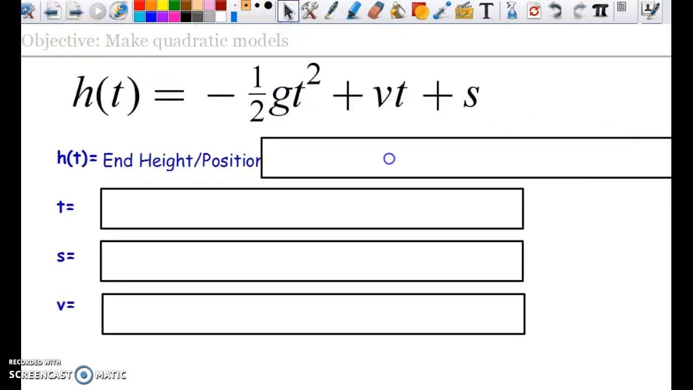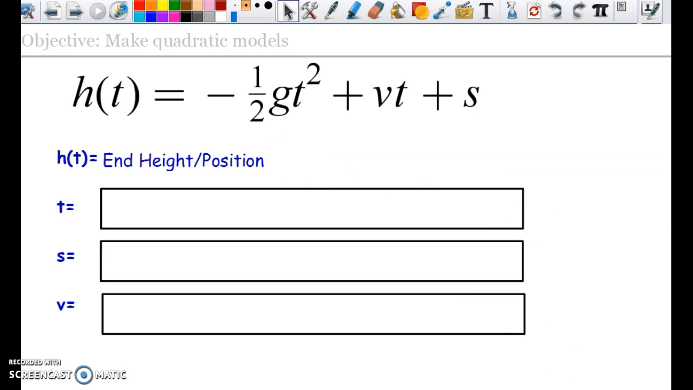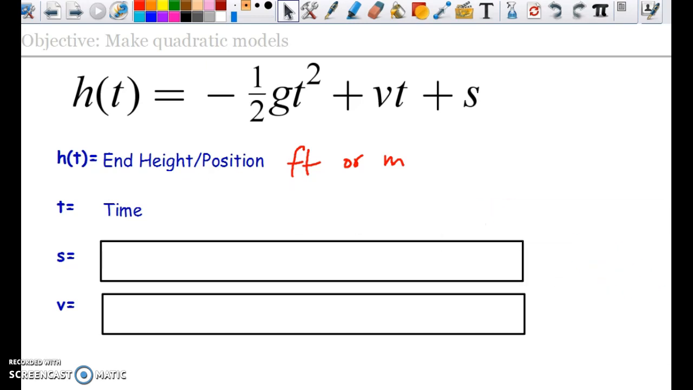So just a reminder, in your notes, you should write that h of t is the end height or position after t seconds, and that's going to be measured in feet usually. Feet or meters or distance, etc. Because height is what we're measuring, or position, so there should be a distance unit there. T is going to be time. Time is usually measured in seconds in this class, or maybe hours, minutes. Any unit of time is going to be what those units are going to be.